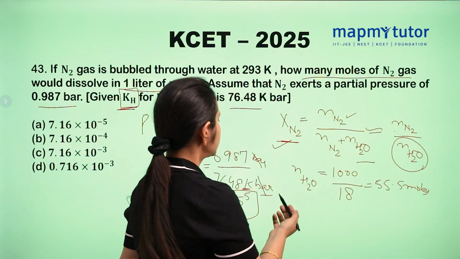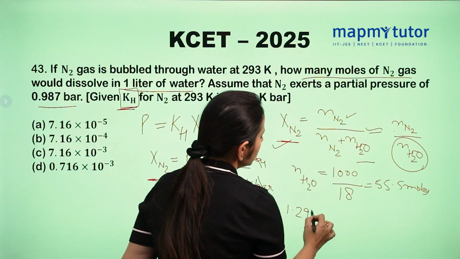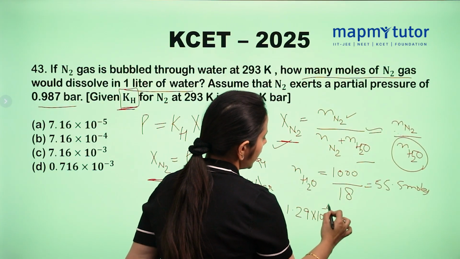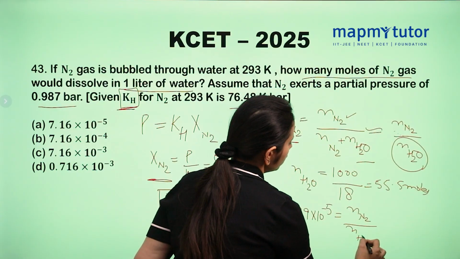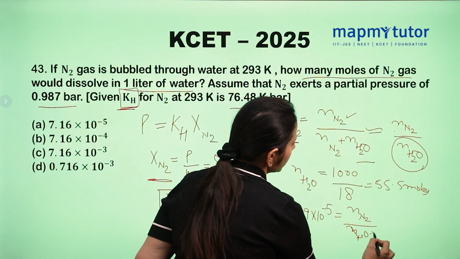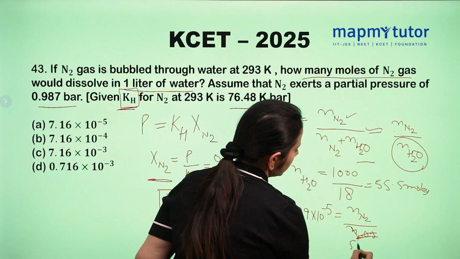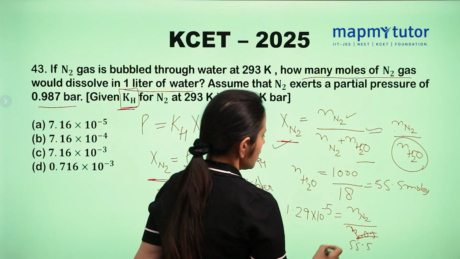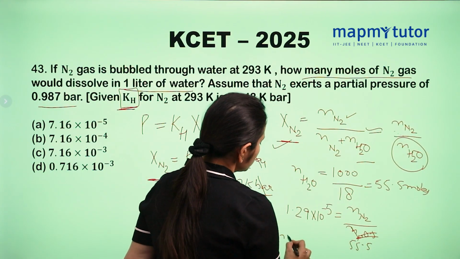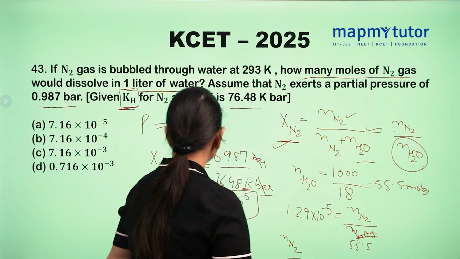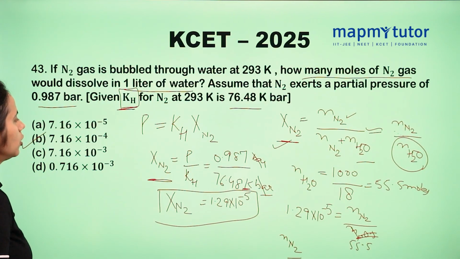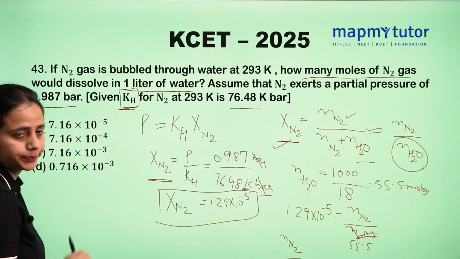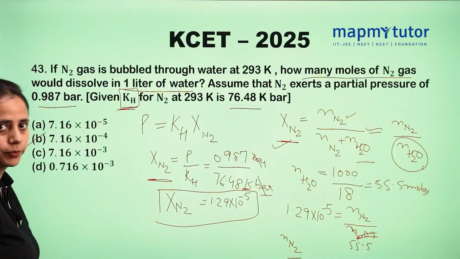Okay, let's see. 1.29 into 10 raised to power minus 5 is equal to number of moles of nitrogen by number of moles of water, that is 55.5 moles. Okay, so when we multiply these two terms, we get the value of n nitrogen, that is equal to 7.16 into 10 raised to power minus 4. Okay, so this is our right answer. Okay, please do calculation at home.